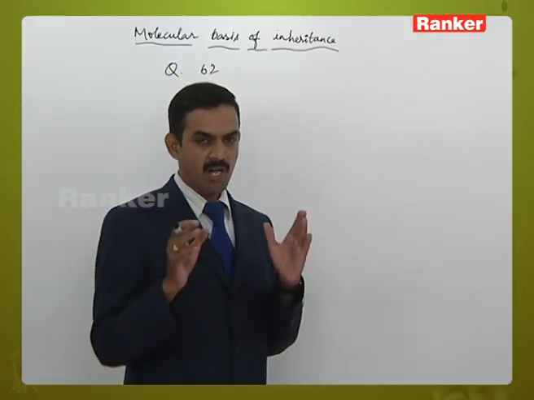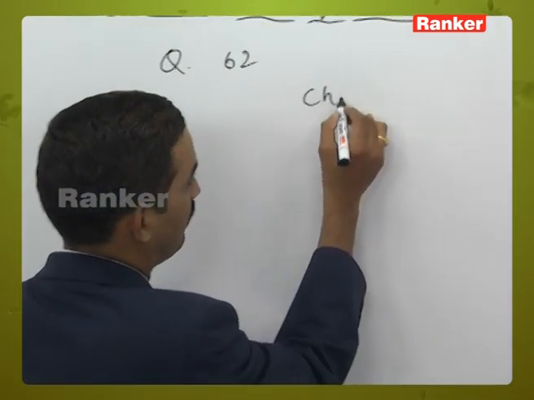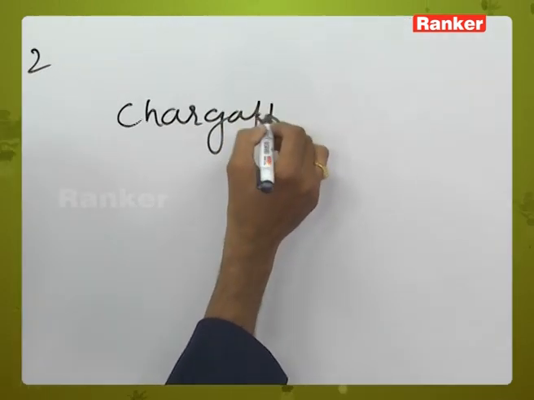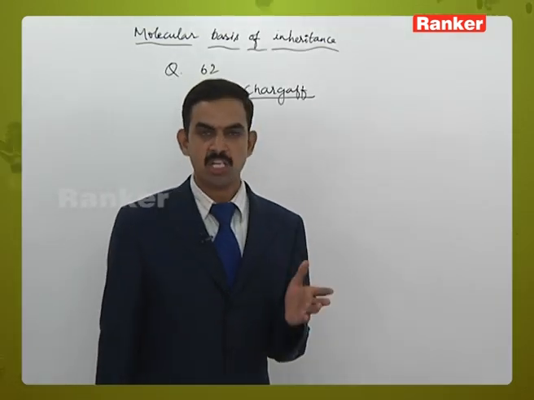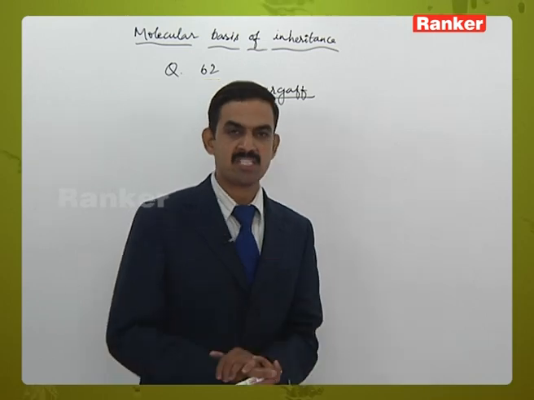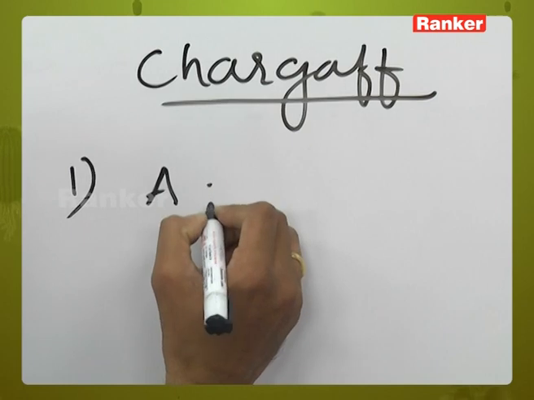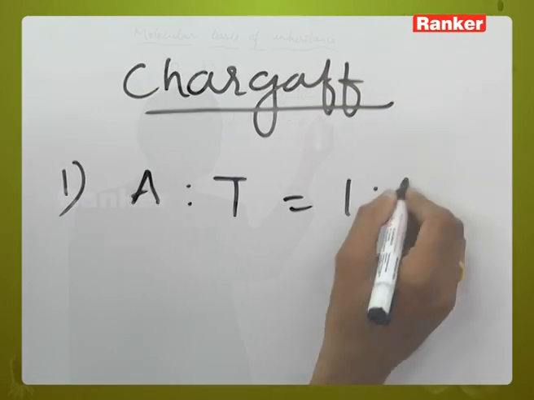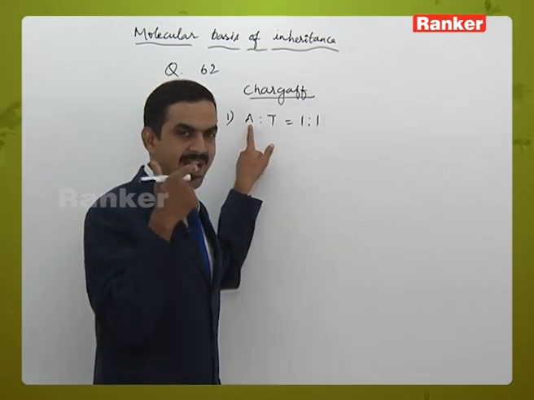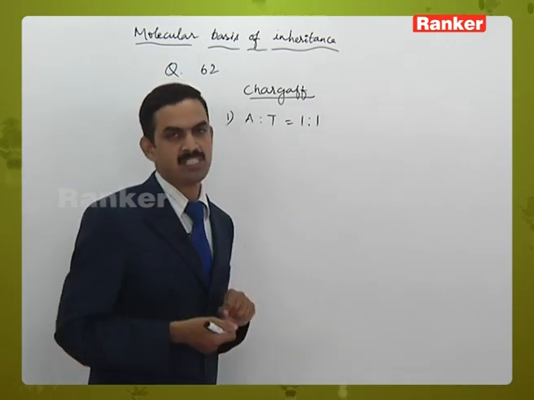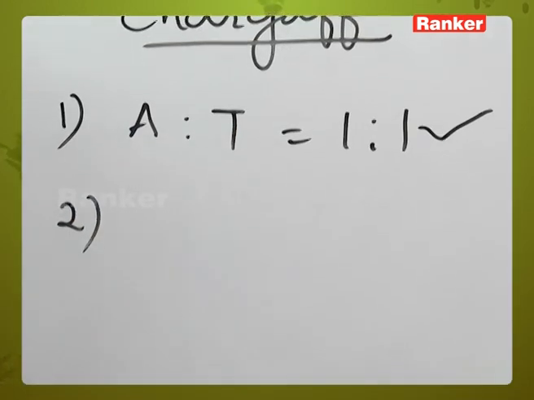So here all the options are related to the rule prescribed by Erwin Chargaff. Chargaff had given the rule where it says that the number of purines in a DNA molecule is equal to the number of pyrimidines in the same DNA molecule. So according to this, the first one, A is to T is equal to 1:1. So whatever the number of adenines there are, the same number of thymines are present in the DNA molecule. So this is correct, related to DNA molecule.